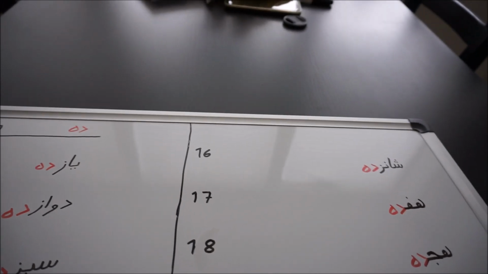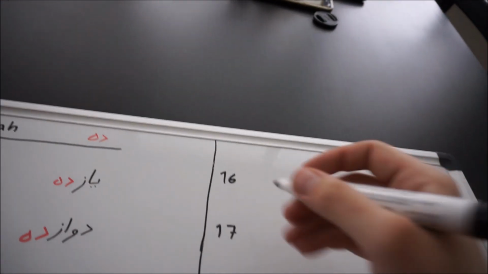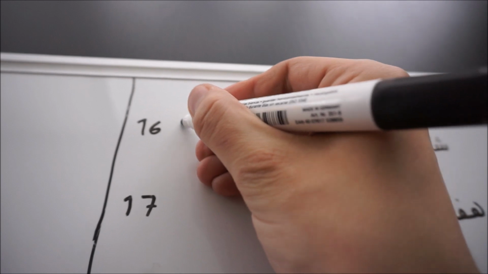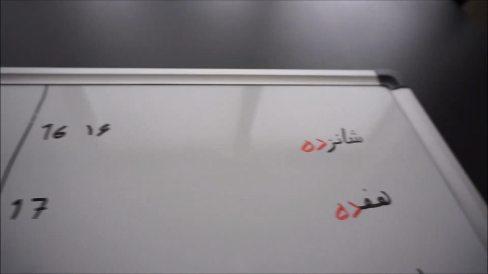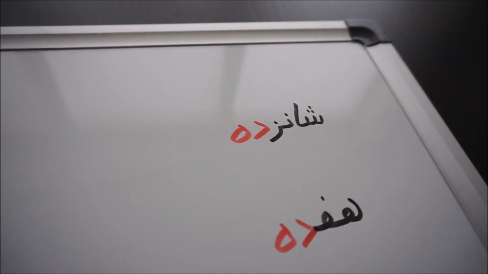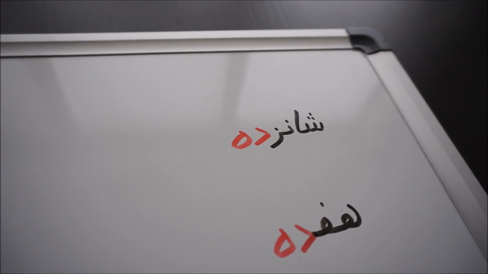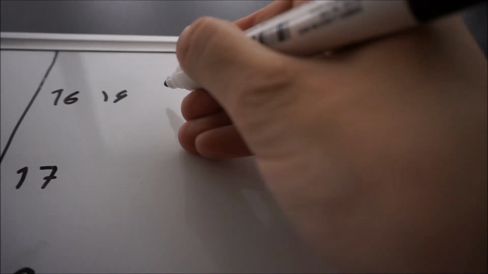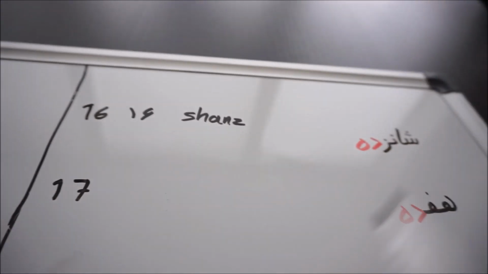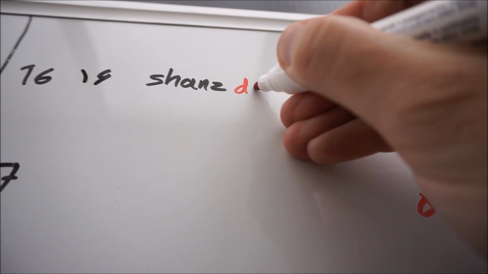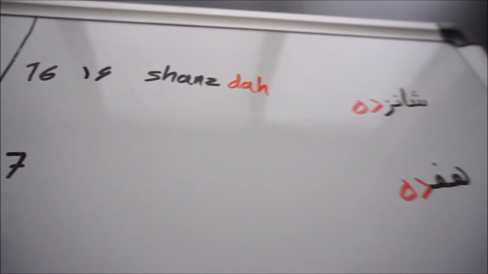All right, so let's continue with number 16. And we already know the symbol. 1 and 6 together. And here, number 6 was called shesh, but in the transformed version, it becomes shans. So we write shans. And again, of course, da. So shansta.